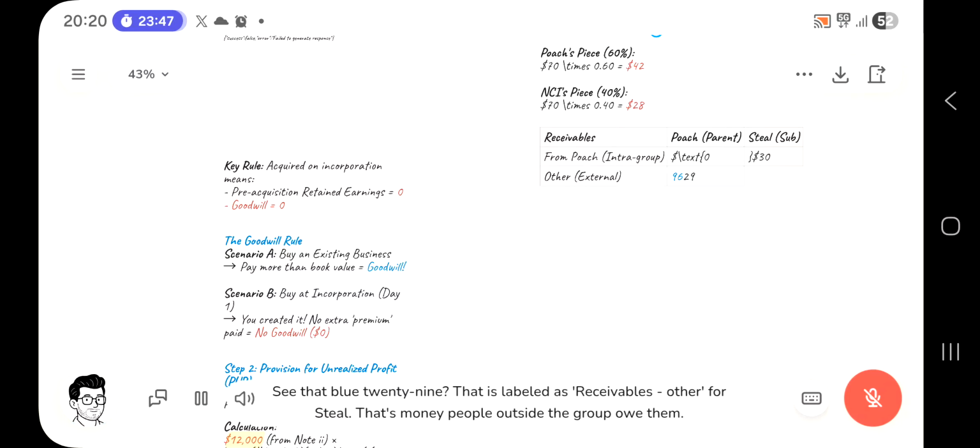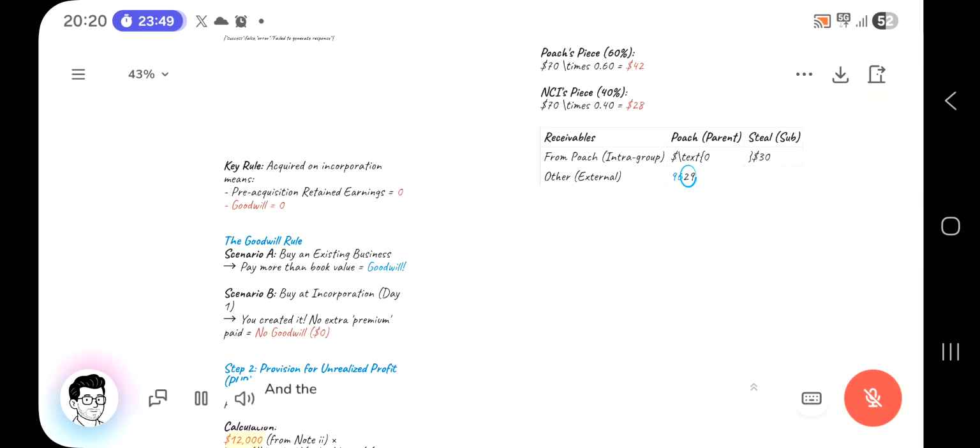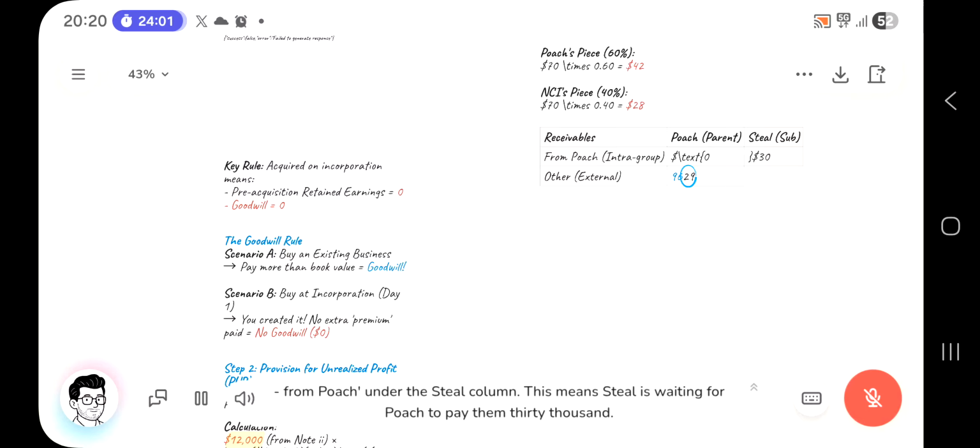And the 30? That's the intra-group balance. It's listed as receivables from Poach under the Steel column. This means Steel is waiting for Poach to pay them $30,000.